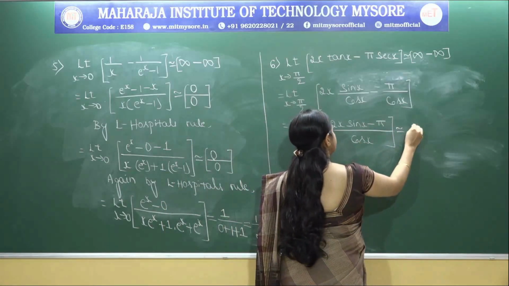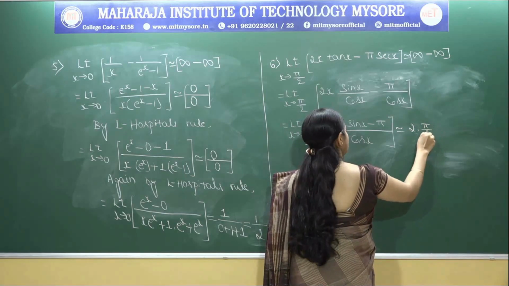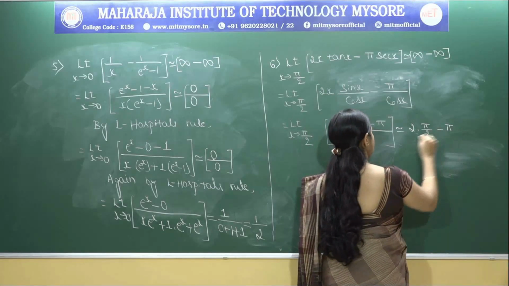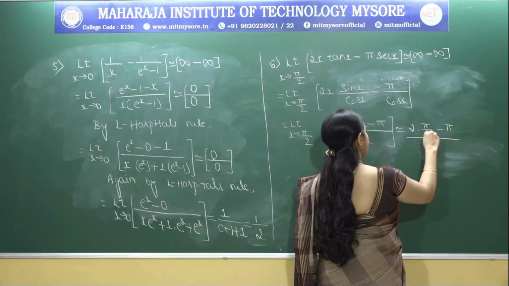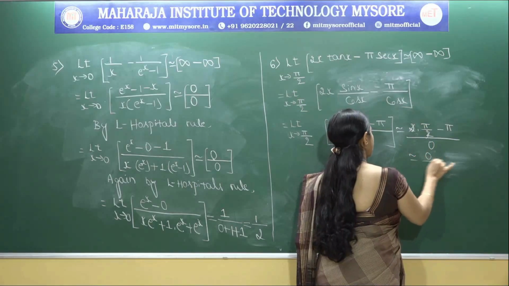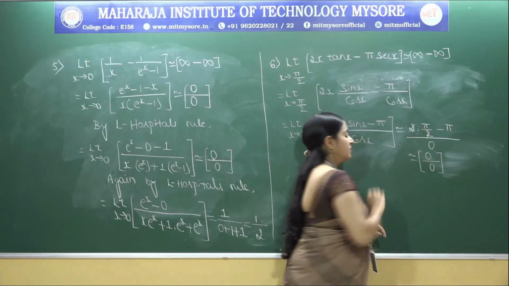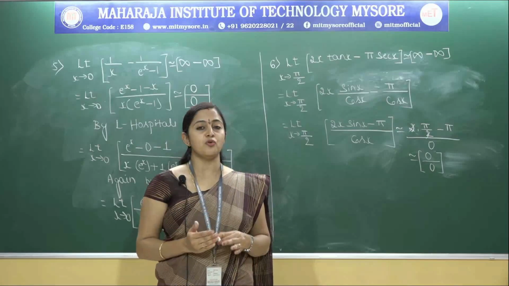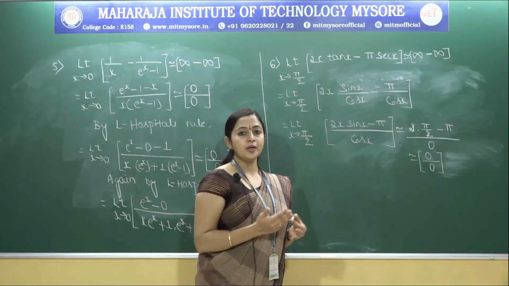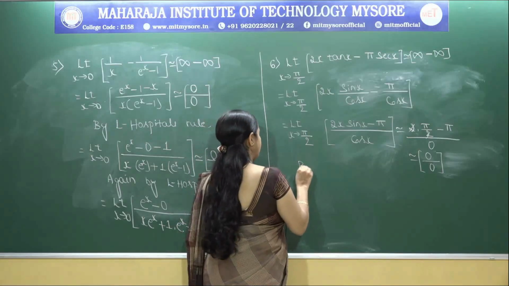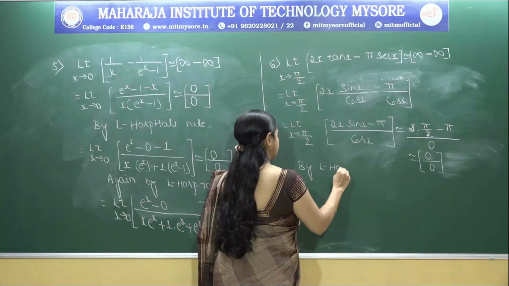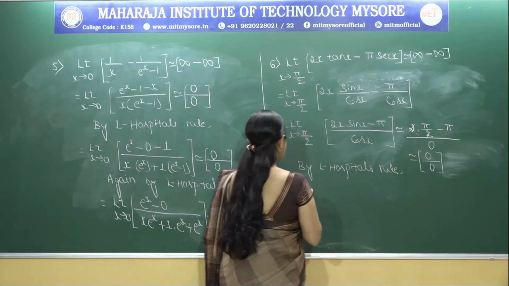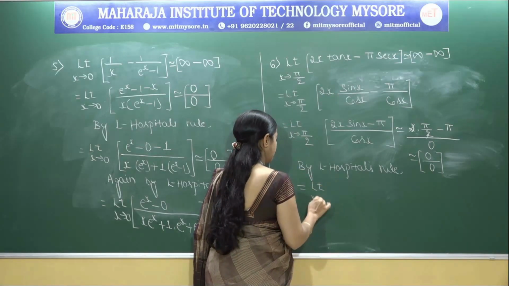So numerator 2 into pi by 2, sin pi by 2 is 1, minus pi, denominator cos pi by 2 is 0. The numerator also will get 0, so 0 divided by 0. So the infinity minus infinity is converted into the standard indeterminate form 0 by 0. Then you can apply the L'Hospital rule. So by L'Hospital rule, differentiate the numerator and denominator separately.